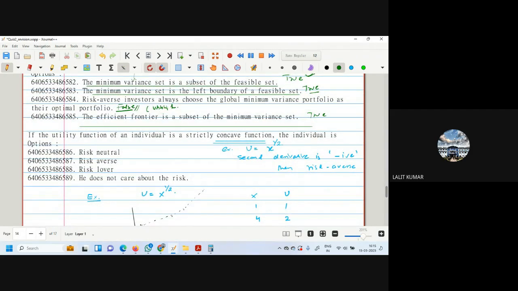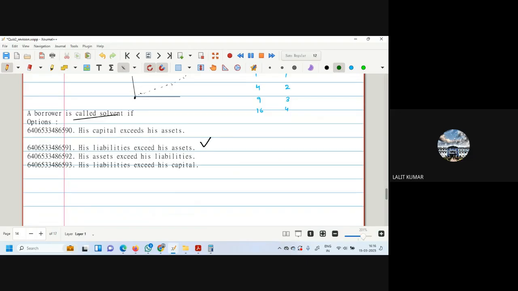Okay, if the utility function of an individual is a strictly concave function, then the individual is what? This is straight from the theoretical part. Concave functions we know, like x to the power 1 by 2, so the second derivative d square f by dx square will become negative, minus 1 by 2. If it is negative, then it is a risk averse person. A borrower is called solvent when his assets are less than liabilities. Liabilities. Straight away. Okay.